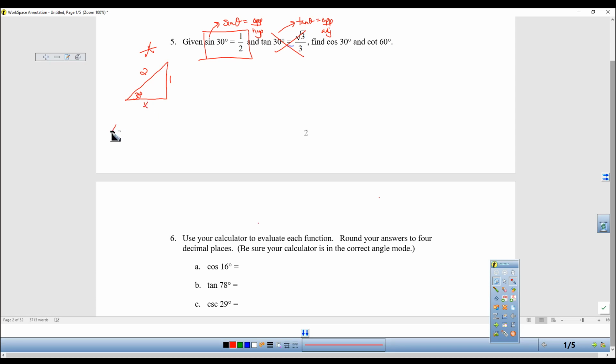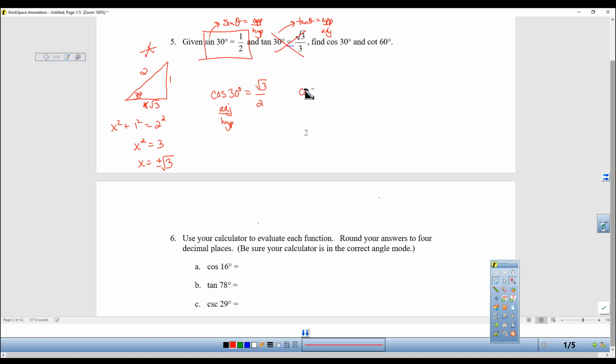Let's just call it x. X squared plus 1 squared is equal to 2 squared. X squared is equal to 4 minus 1, that's 3. X is equal to, technically plus or minus, but we only want to consider the plus answer. So square root of 3. And now it's very easy to find cosine of 30, which, you may already remember, is adjacent over hypotenuse, so square root of 3 over 2.